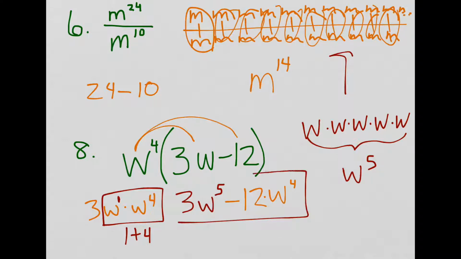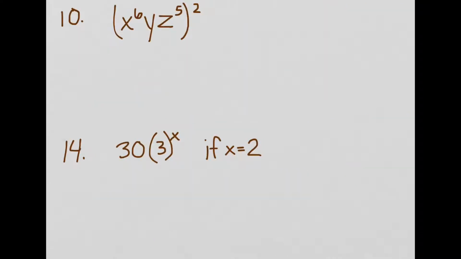Can I combine these two? Can I say it's negative 9 something? No, you can't. They don't have like terms. This has a different exponent than this. Those are not like terms, so you can't combine them. So that's just your answer: 3w to the 5th minus 12w to the 4th. Done. Okay, let's do 2 more for you tonight.